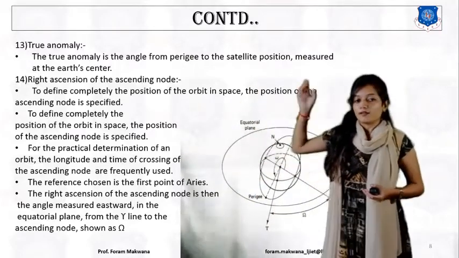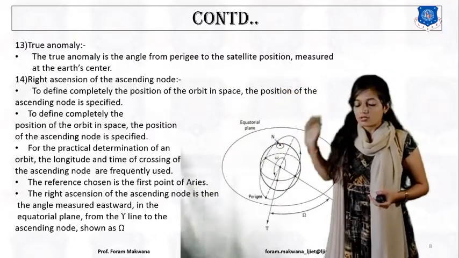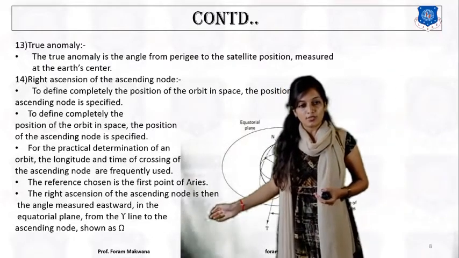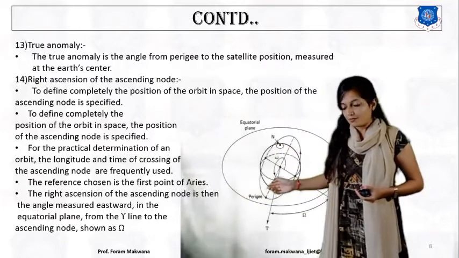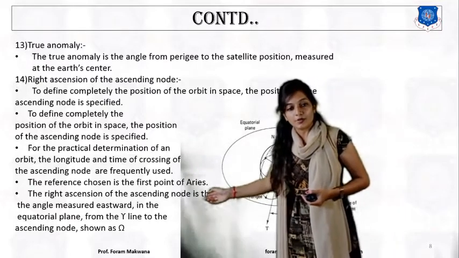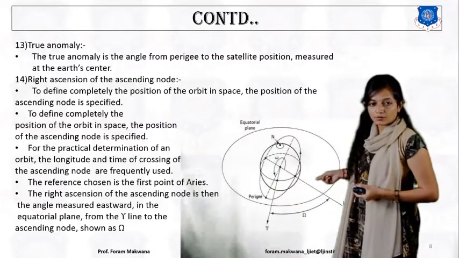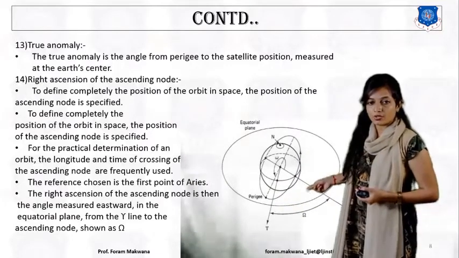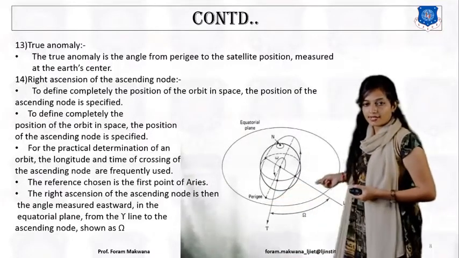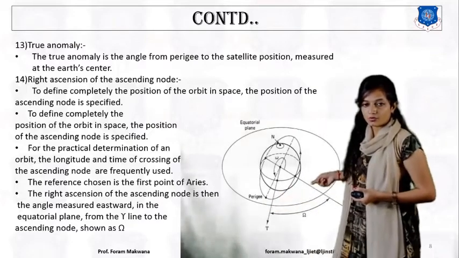So what is a right ascension of ascending node? The right ascension of ascending node is the angle which is measured eastward in the equatorial plane to the ascending node. It is called the right ascension of ascending node. Alright.